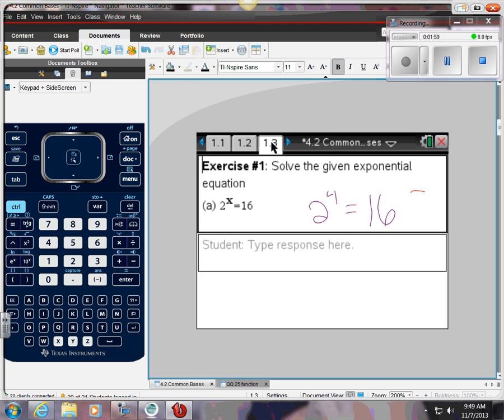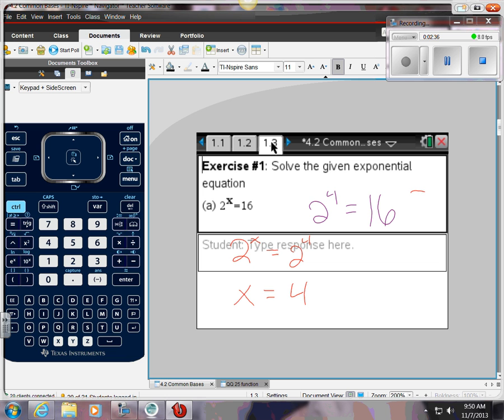So 2 to the x equals 2 to the 4th. Now we can set our exponents equal to each other because we have the same common base. So our exponent on the left is x, so x equals 4. It's as easy as that. We can check this.